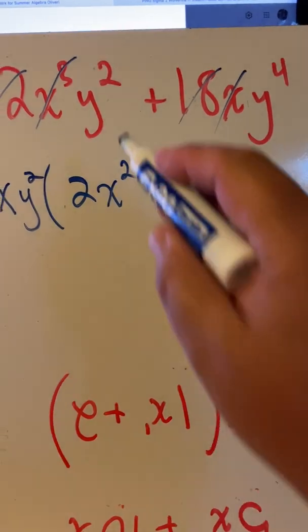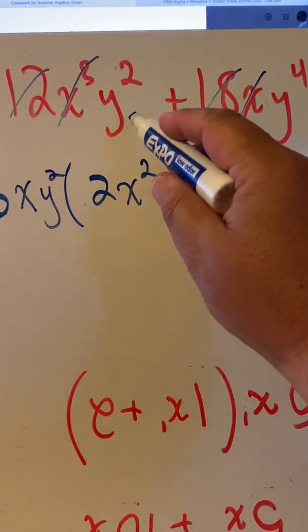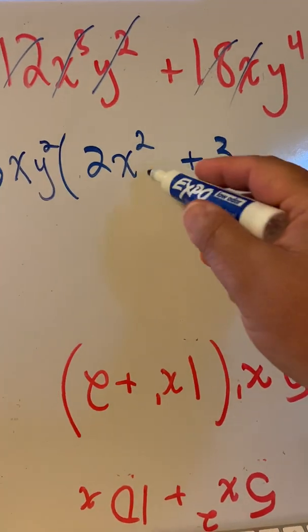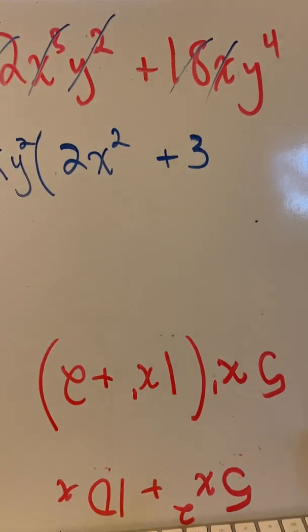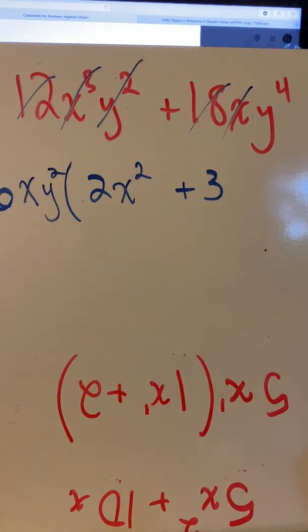Okay, 2 y's is the most I can take away from both of them evenly. That's wiped out. I'm left with no y's. You do not write y to the 0 power. Y to the 0 power is just 1. It doesn't matter. It doesn't affect anything.